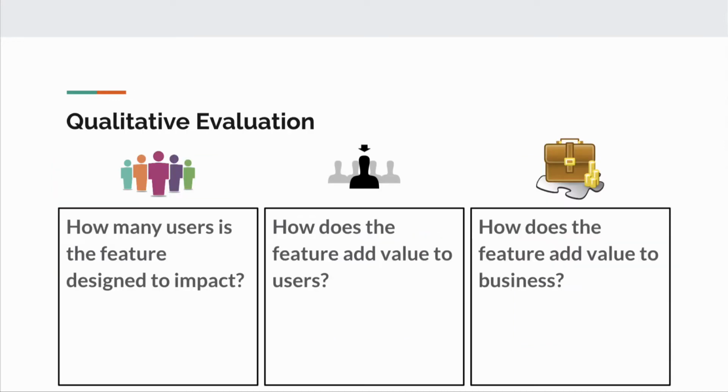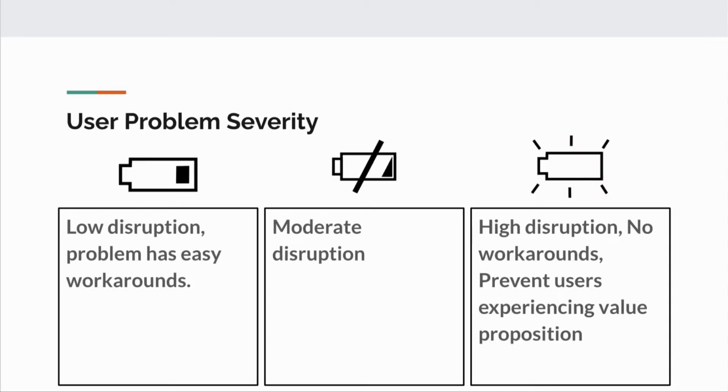Here, if we talk about the qualitative evaluation, which will help us to hit the goals: how many users is the feature designed to impact, which we are developing? How does this feature add value to the users? How does the feature add value to the business? This evaluation must be performed before planning that feature.